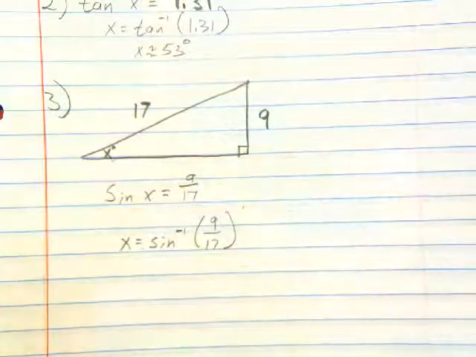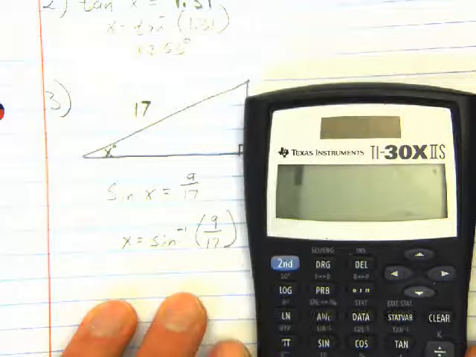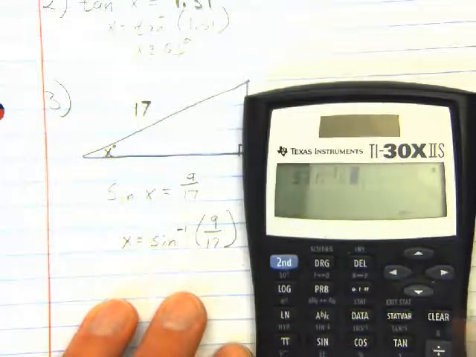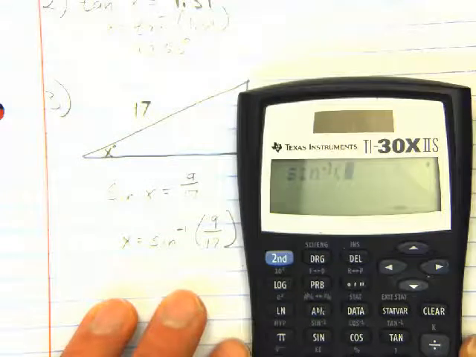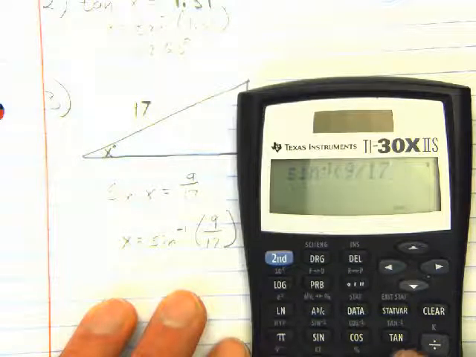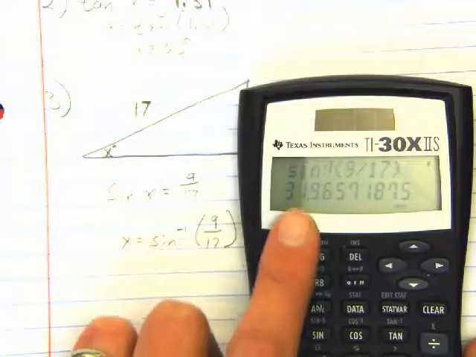Back to the calculator, because it has all that info in it. I'm going to do second sine to get the inverse sine. And I'm going to type in 9 divided by 17. Close that up. Equals. And I get roughly 32 degrees.